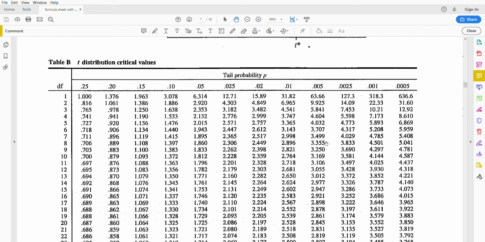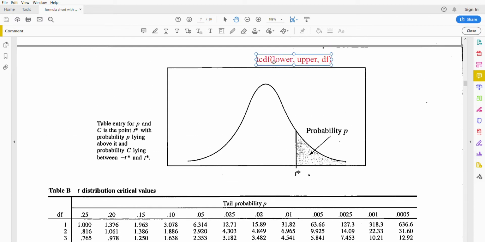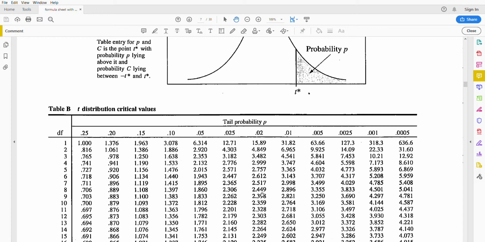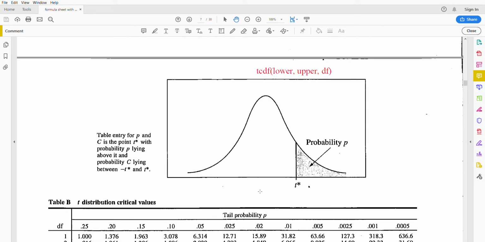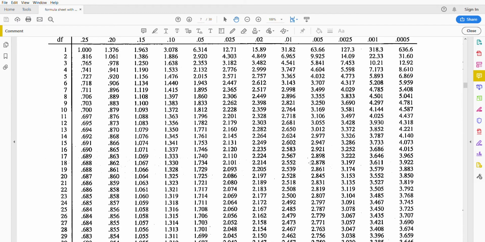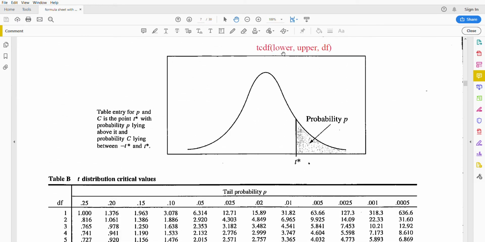I doubt that you would really have to use this command, or this table, because really the only time we use t-distributions is when we're doing confidence intervals or hypothesis tests for means. And we have the calculator commands for those already, and the calculator commands automatically would tell you the tail area. So I doubt that you'd really have to use this tcdf command.